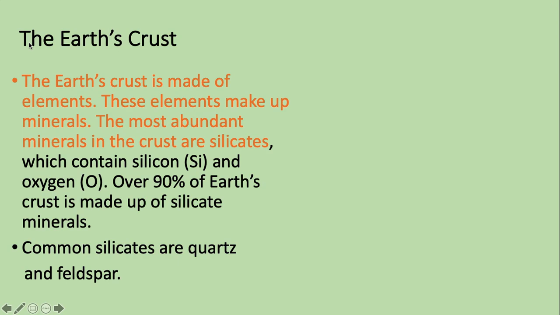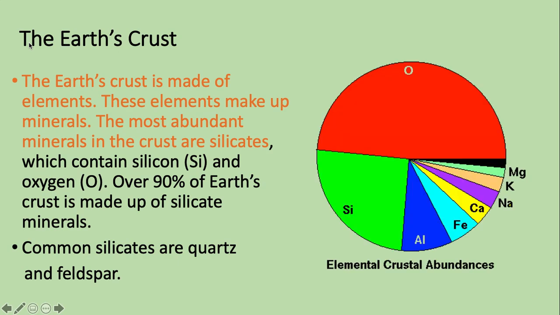The Earth's crust is made up of elements. These elements make up minerals. The most abundant minerals in the crust are the silicates, which contain silicon and oxygen. Over 90% of Earth's crust is made up of silicate minerals. Common silicates are quartz and feldspar.